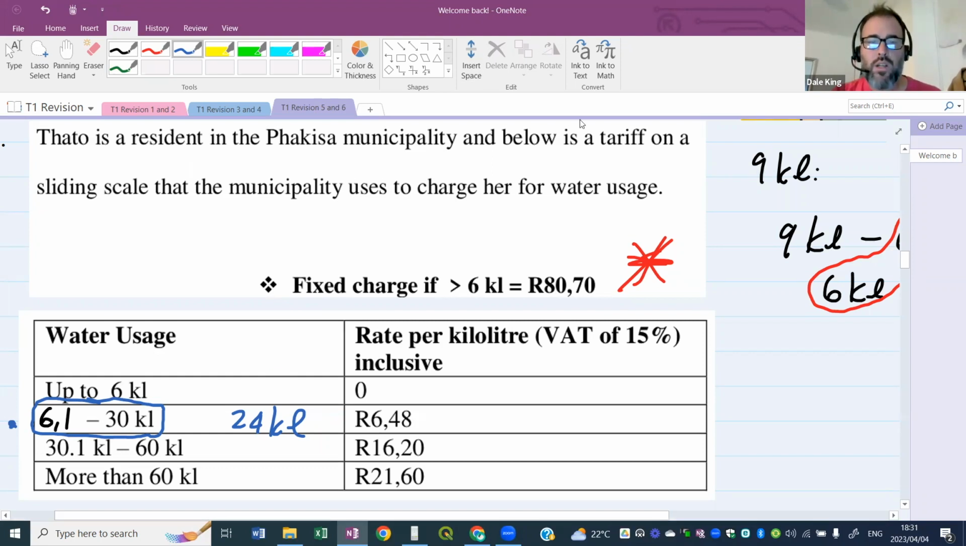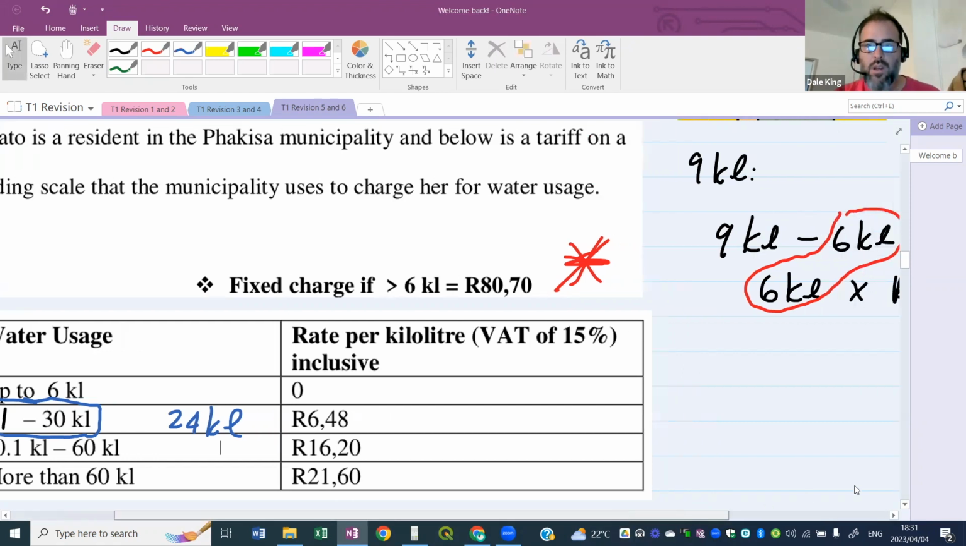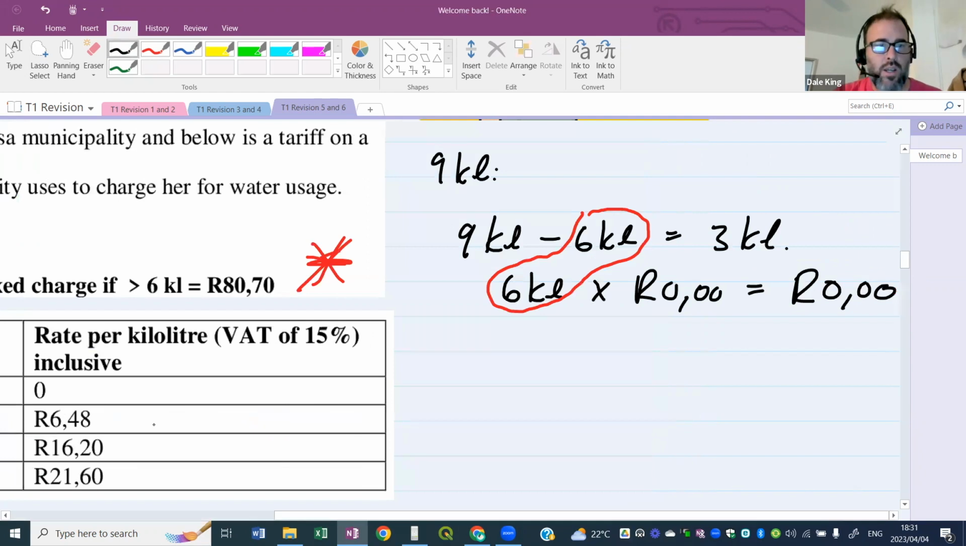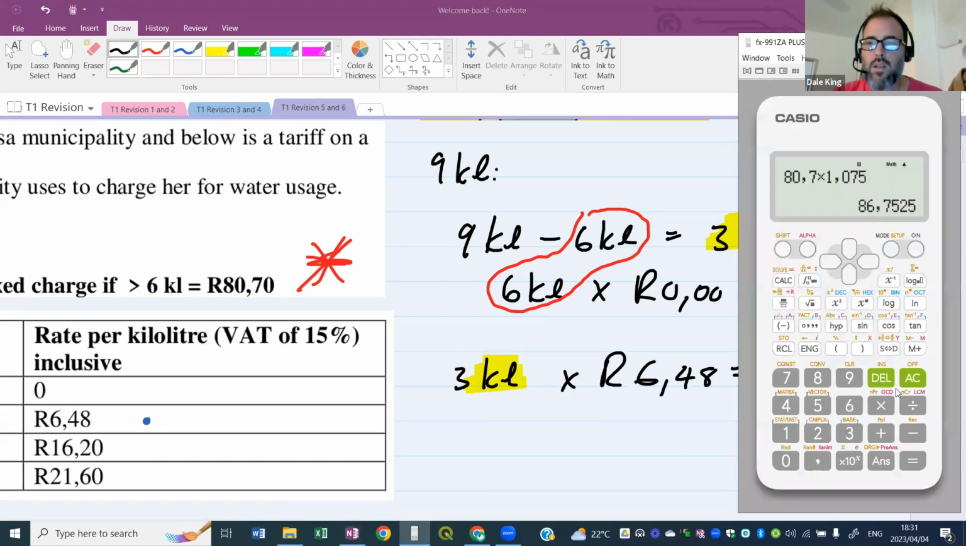So now we're going to charge that last 3 kiloliters that we have at this rate here. The second bracket's rate is 6.48 rand. So this last 3 that we have remaining, this is the 3 I'm talking about. We need to charge this at the second bracket's rate, which is 6.48 rand. Let's get the calculator here. So 3 times 6.48. All right, so 19.44.